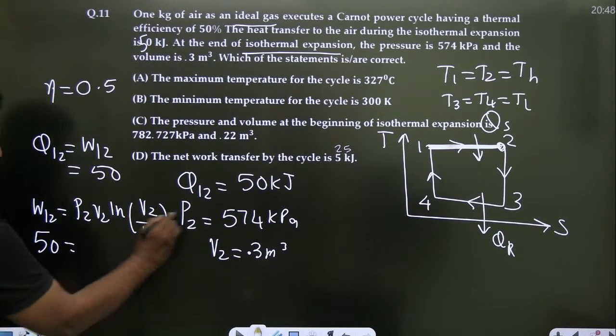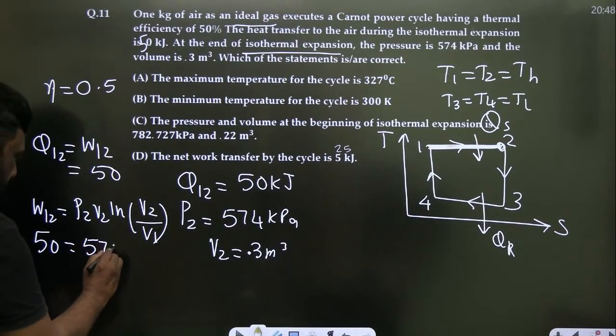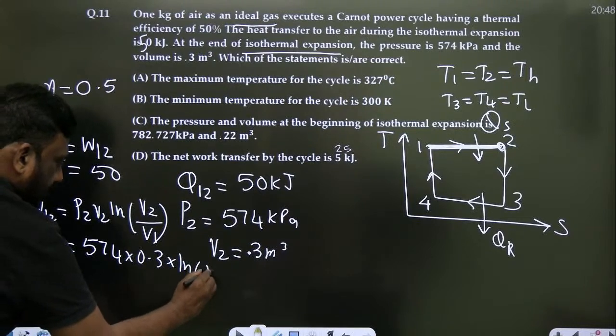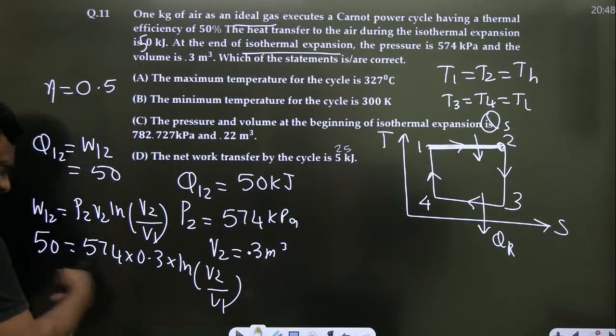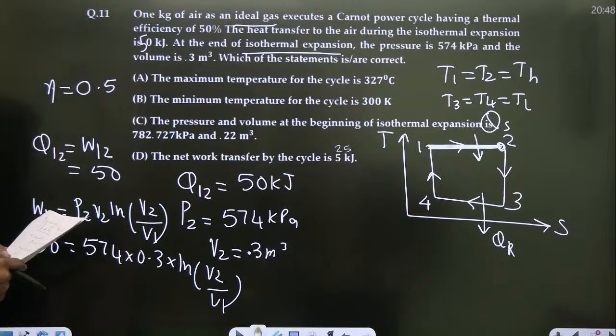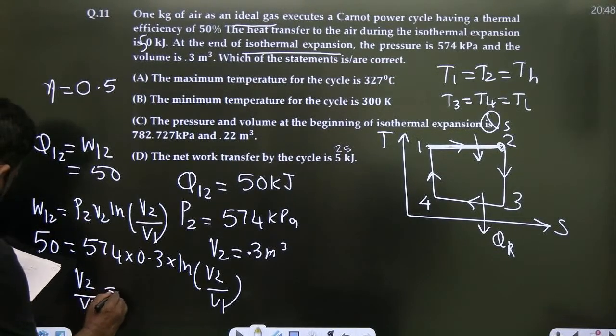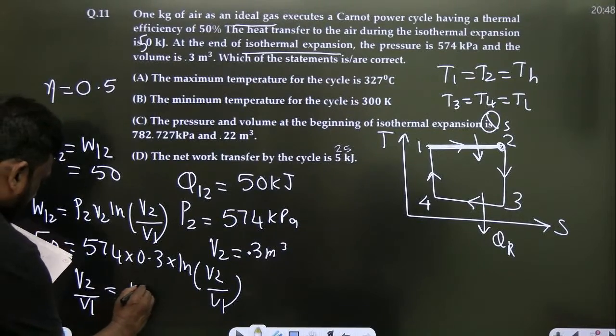ठीक है सर. P2. What is P2? 574. And what is V2? 0.3 ln V2 by V1. तो यहाँ से everything is known. I'll get the ratio V2 and V1. देखो ये बात. V2 by V1 is equal to, I'll get the ratio as 1.337.